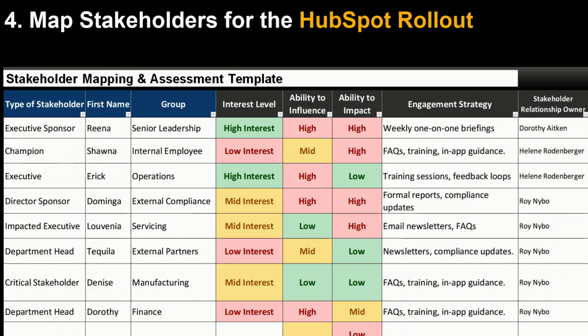You also want to map your stakeholders. Stakeholder mapping for HubSpot implementation ensures that everyone who will be impacted by the HubSpot rollout is identified and engaged appropriately. You want to enter the type of stakeholder, their first name. You can also have first name or last name, their group, their interest level. Is there a high level of interest, meaning receptiveness, or is there a low level of interest? You want to capture that. Their ability to influence or impact the HubSpot rollout, you also want to capture that.